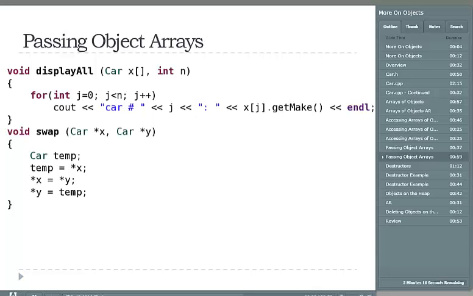And the swap function is very similar to any other swap function. The one thing to note is that when we do temp equals *x, all of the values of the members of x get copied into the members of temp. That's referred to as a member-wise copy.